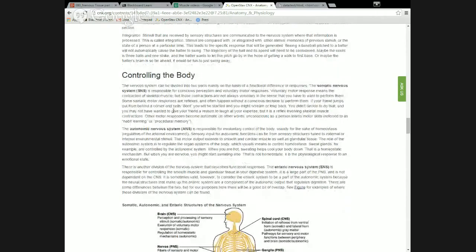Now, the other functional division to talk about has to do with how we control the body. And while there's sensory and motor components to this, we basically pay attention to the motor aspect of it. And so it comes down to what parts of the body are being controlled. Now, the two divisions are the somatic nervous system and the autonomic nervous system. And in fact, in the book, I have separate chapters about that, addressing the functions of those two divisions.